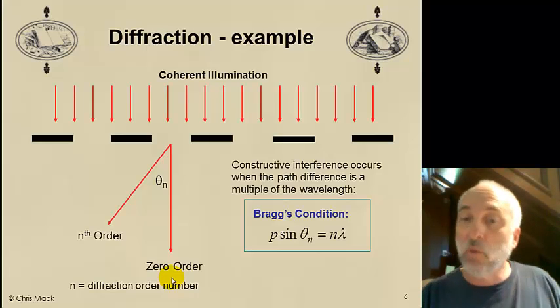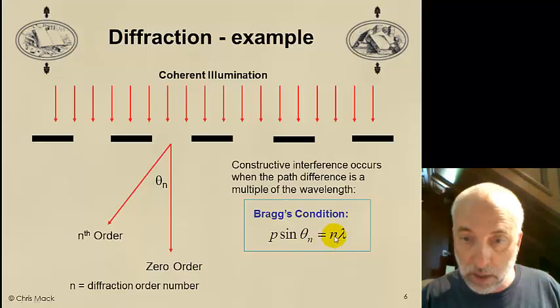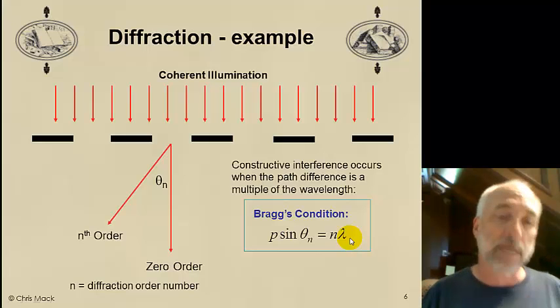When n equals 1, I get the first diffracted order. So I plug in n equal to 1, I get a particular angle that comes from solving this equation, p times sine of theta equals 1 times lambda. That gives me the first diffracted order.